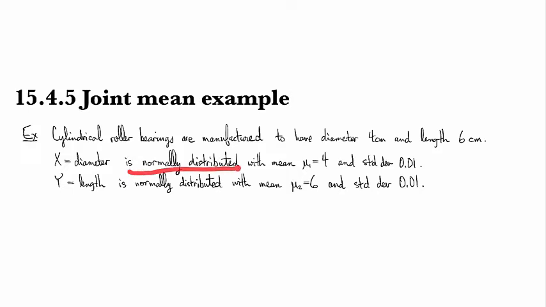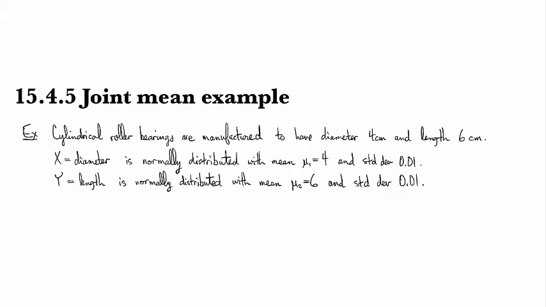It's going to be normally distributed with mean 4, and suppose the standard deviation is 0.01 centimeters. And then its length is going to be normally distributed with mean 6, and we'll also suppose that the standard deviation there is 0.01 centimeters.